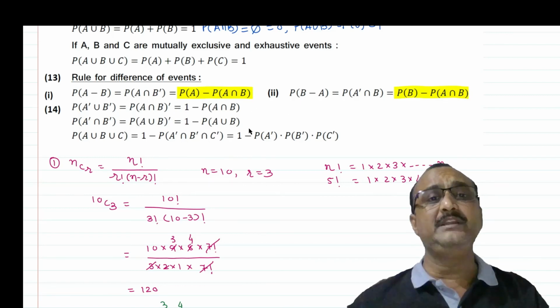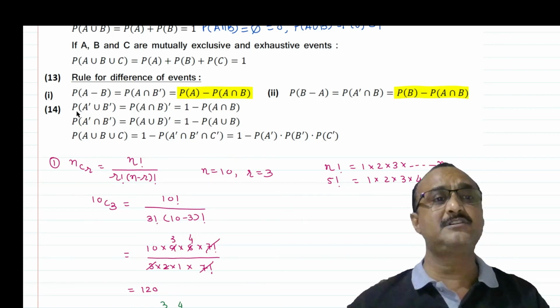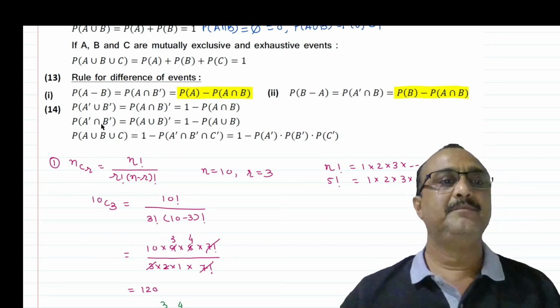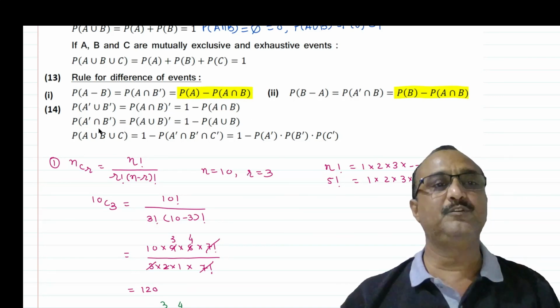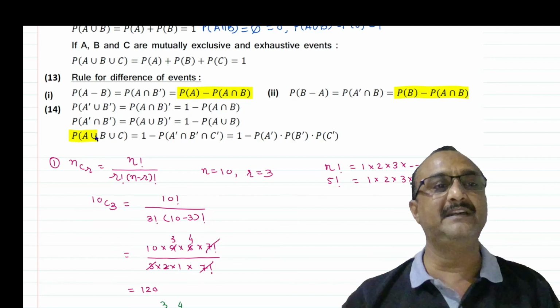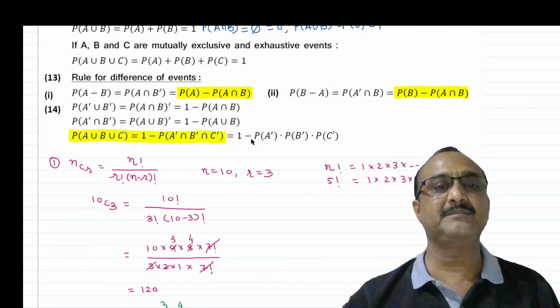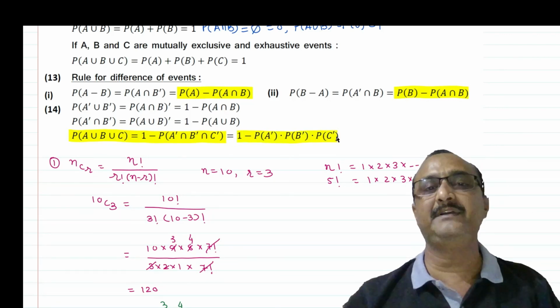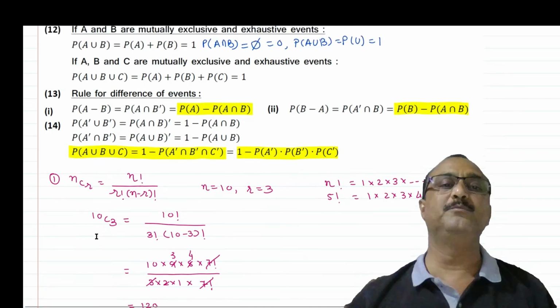It is called De Morgan's law. P of A prime union B prime equals P of A intersection B whole prime, equal to 1 minus P of A intersection B. P of A prime intersection B prime equals P of A union B whole prime, equal to 1 minus P of A union B. And also this rule for three events: P of A union B union C equals 1 minus P of A prime intersection B prime intersection C prime, equal to 1 minus P of A prime into P of B prime into P of C prime. Okay.